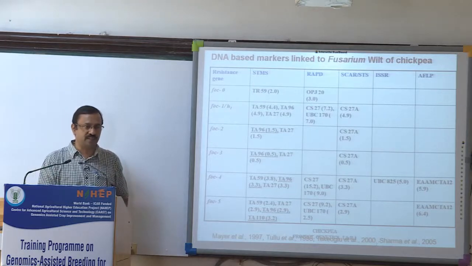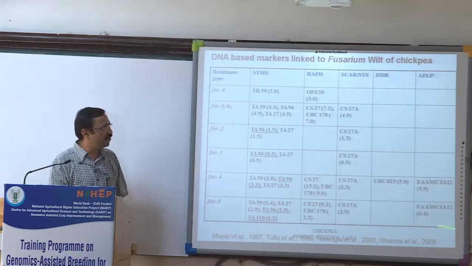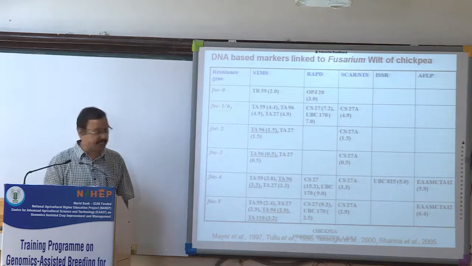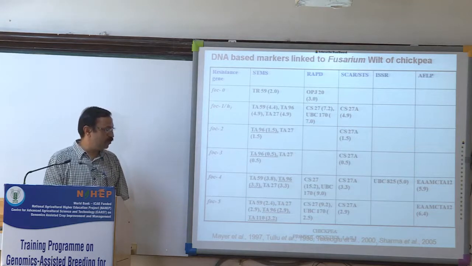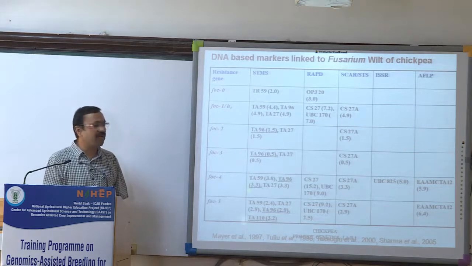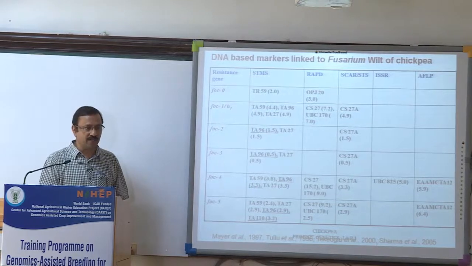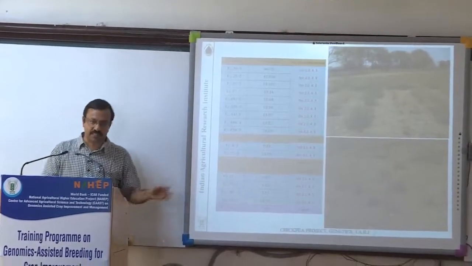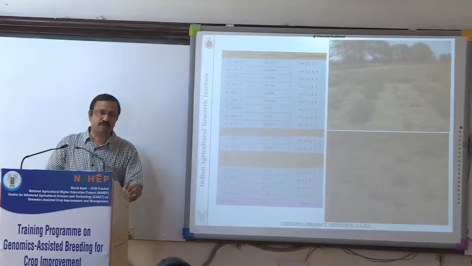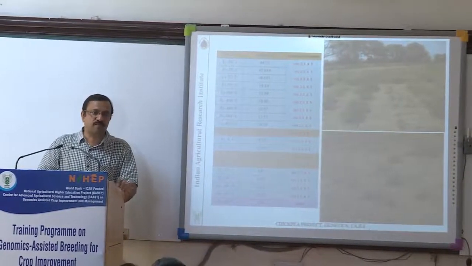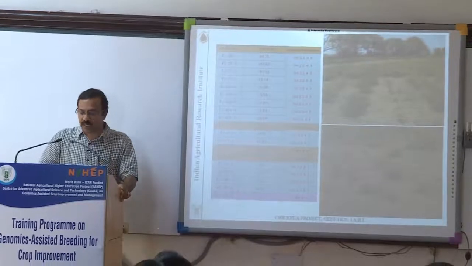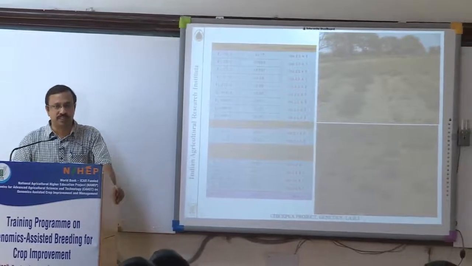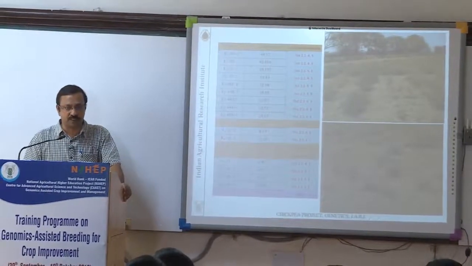That means we have the resistant genes where different workers, for example Mayer or Tulu, have identified different markers. Now what we were trying to do is validate a set of these markers. I removed that slide. We could validate about 12 markers, and 5 are very robust. And what we do is routinely use them in our breeding programs.